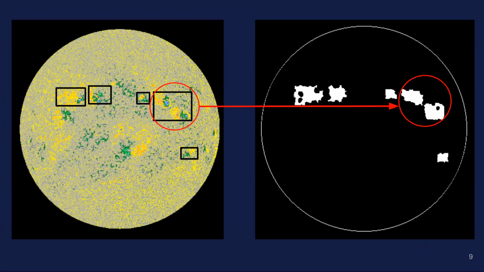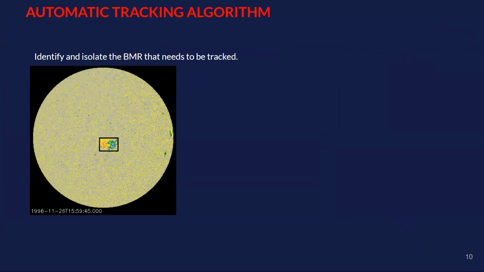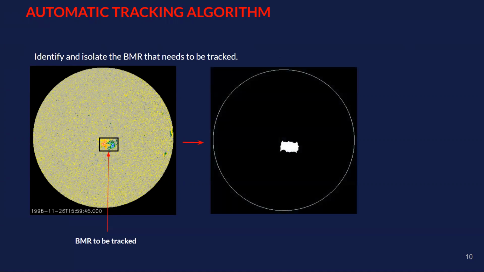In the first step, you have to identify the BMR that you want to track. Here, I have chosen to track this particular BMR. Once you have done this, you can extract the binary file for this particular BMR. Then you can calculate the amount of time for the BMR to reach the limb of the sun from the solar differential rotation profile. Let's call this the tracking period.